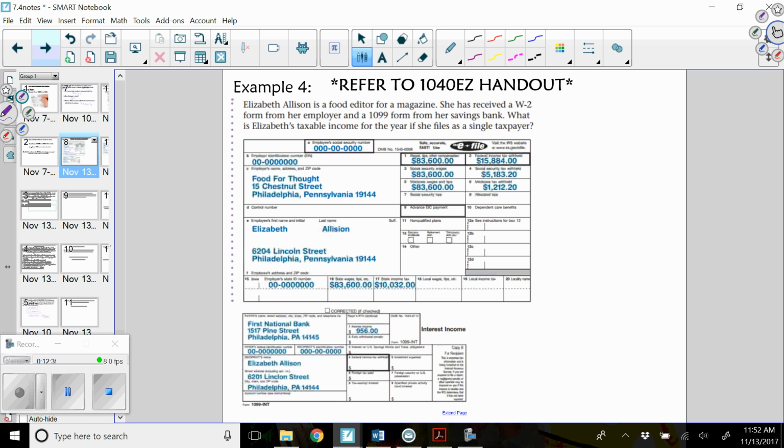All right, here we go. Example 4. This one, we're going to refer to the 1040 Easy. So go ahead and grab that form I gave you guys. Make sure it says 1040 Easy, not the 1040A.